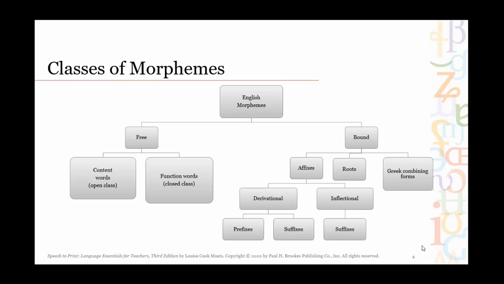Speech to Print teaches us that morphemes can be sorted into two basic categories, free or bound. Free morphemes can stand alone as words. Bound morphemes work as meaningful units only when combined with other morphemes. Bound morphemes can be either affixes, roots, or Greek combining forms. There are two kinds of affixes, derivational and inflectional. Inflectional suffixes do not change the part of speech of the word. Derivational suffixes, on the other hand, change the part of speech of the word to which they are added.